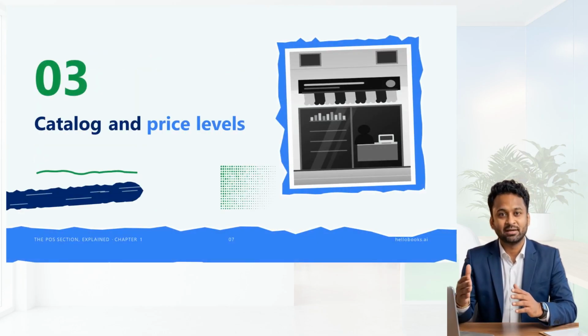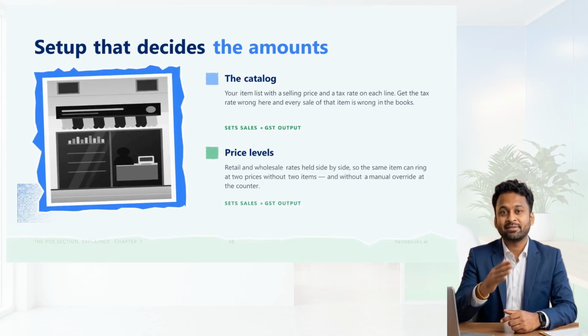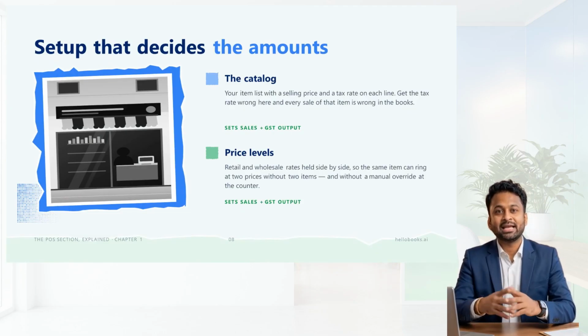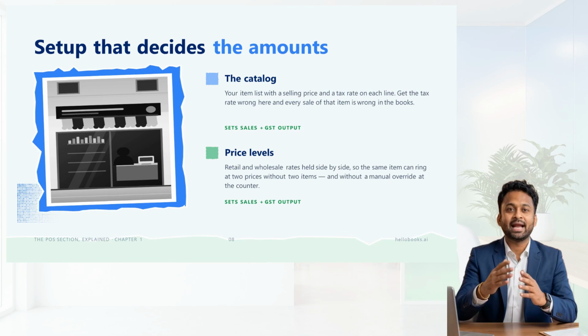Now for the one setup step that really does change your numbers. Your catalog holds each item's selling price and tax rate, and price levels keep retail and wholesale side by side. Get a tax rate wrong here, and every future sale of that item is wrong too.